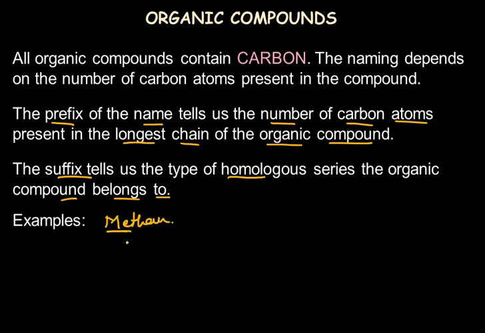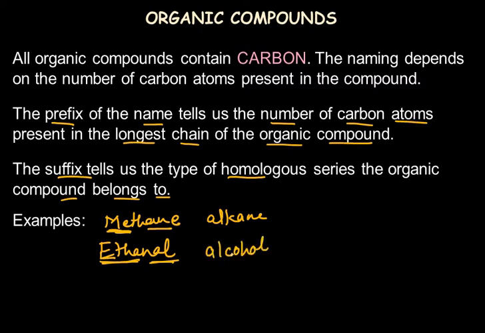then meth tells us the number of carbon atoms, and ane tells us that the homologous series to which the compound belongs is alkane. Same way, if we name ethanol, the starting of the name, eth, tells us the number of carbon atoms, that is 2 carbon atoms, and ol tells us that the homologous series here is alcohol. So ethanol belongs to the homologous series alcohol with 2 carbon atoms. Let's understand this in detail with more examples.